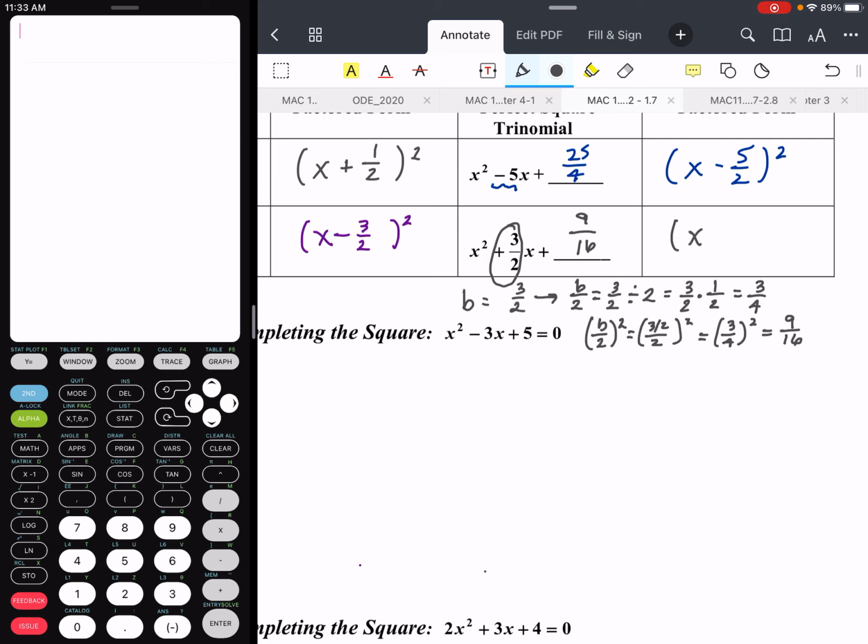Writing this in my factored form, I'll have x, I'll have a plus sign here. And remember that I'm going to use my result after dividing by 2. 3/2 divided by 2 gave me 3/4. So x plus 3/4 squared is my factored form.